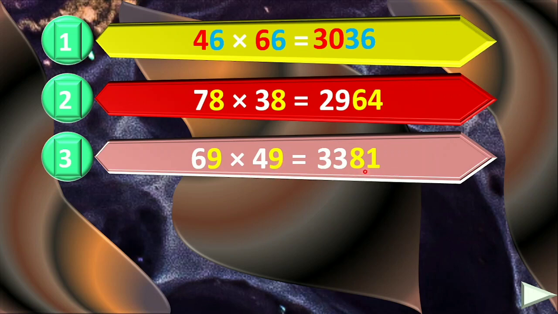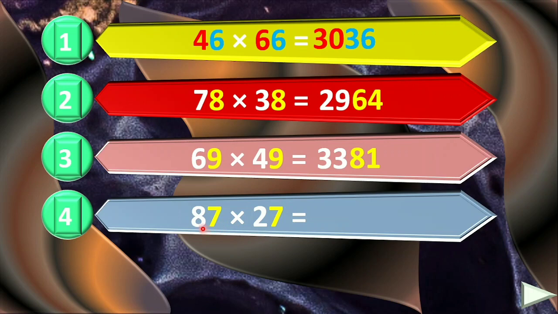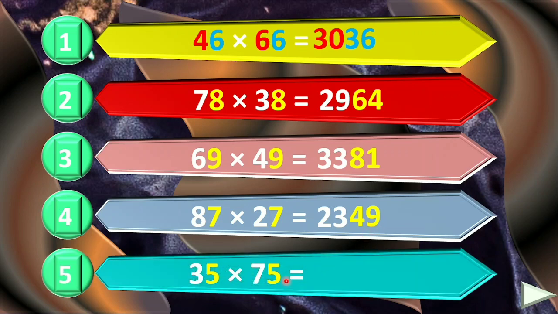So the answer is 3381. Now 87 multiplied by 27: 8 2s are 16, and after adding 7 it will come 23. Now 7 7s are 49. So the answer is 2349. 35 multiplied by 75. Now first multiply the tens digits: 7 3s are 21, and add the unit digit, which is 5, then it will come 26, and 5 5s are 25.